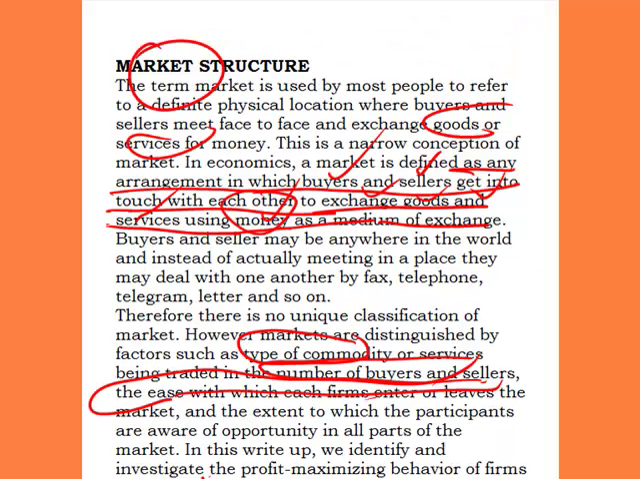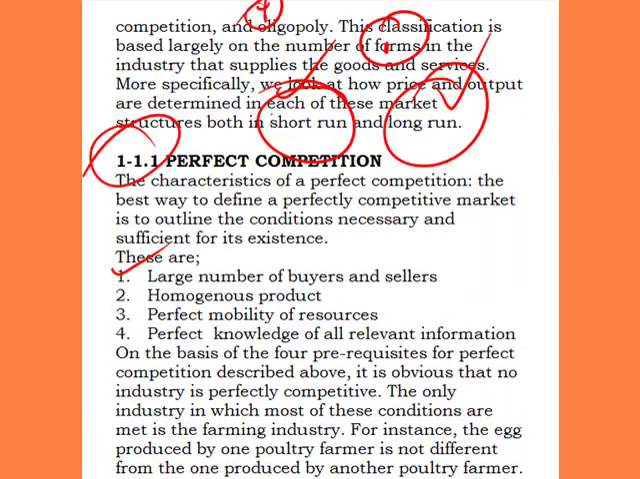Large number of buyers and sellers in the market. So a market where we have a large number of buyers and sellers is a market that can be classified as a perfect competitive market.